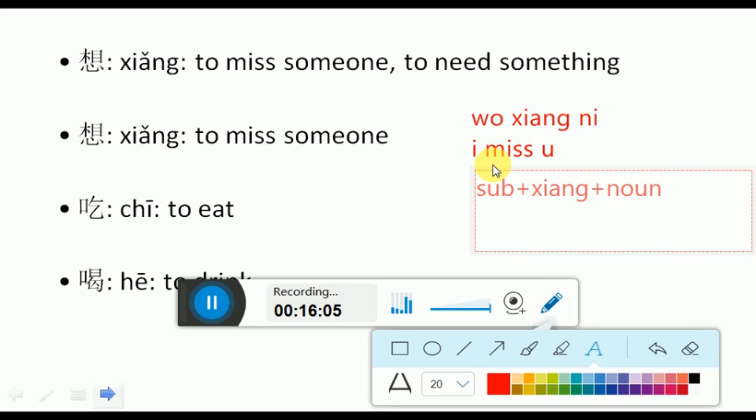Subject plus Shyam plus noun. Subject is I, then Shyam, then noun is what the children is noun. Wo yo tian Shyam wo the children.